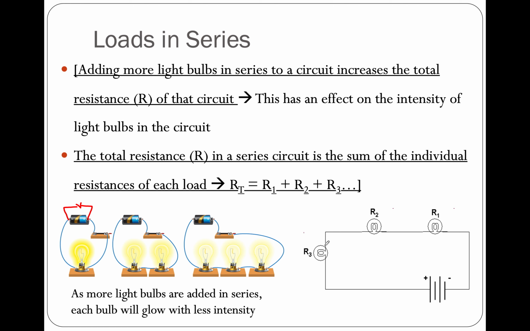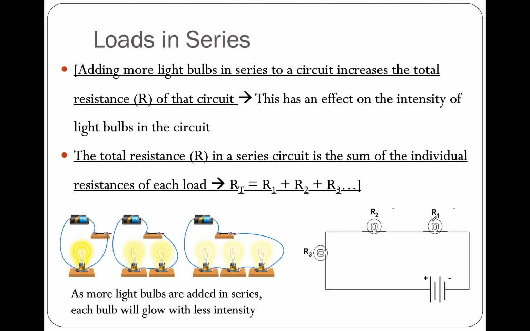removed a bulb completely, but then replaced it with wire, so it's no longer in the circuit, then the remaining bulbs would be brighter. The total resistance in a series circuit is the sum of individual resistances for each load, so that the total resistance is equal to the resistance of each load added together. So this is just like the voltage that we talked about, right? This is the same relationship as the voltage, right?